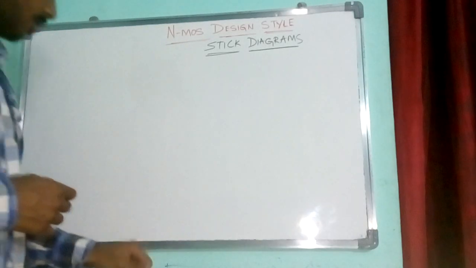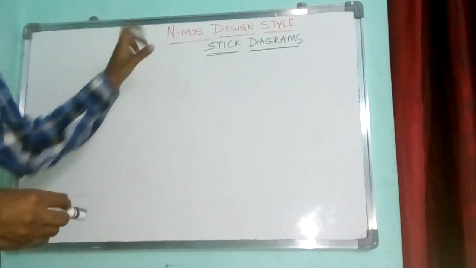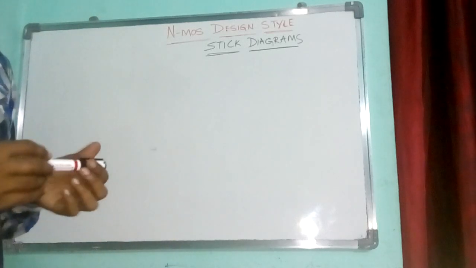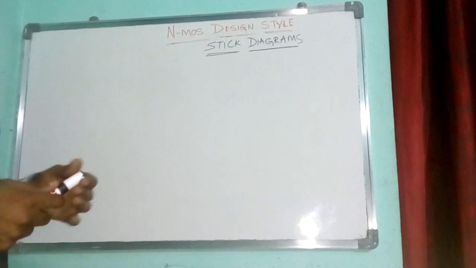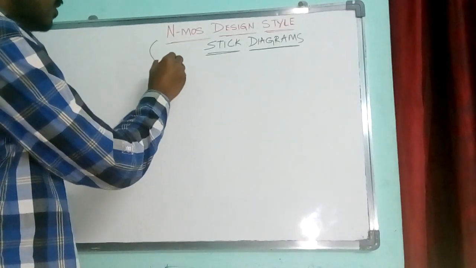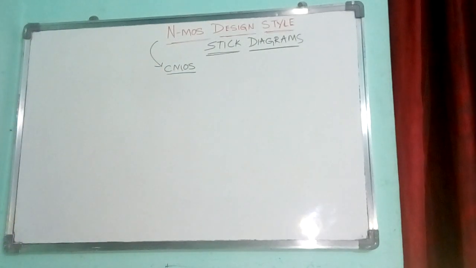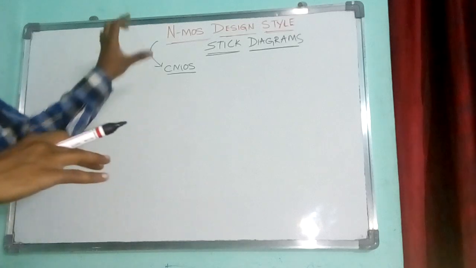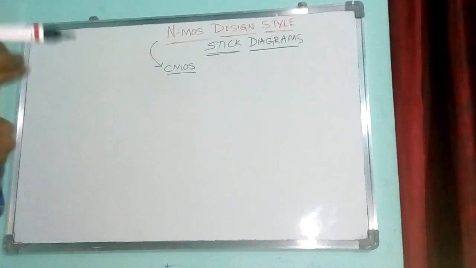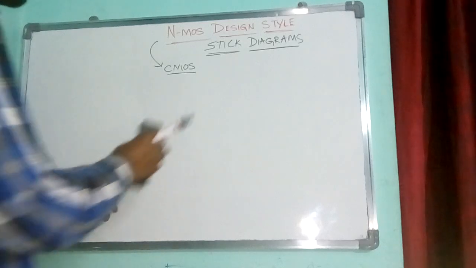Now if you see here, there are two types of design styles. One is the Nmos style, and the other one is the Cmos style. In this video we are going to see what the Nmos style is. Then after that we will consider the Pmos style.